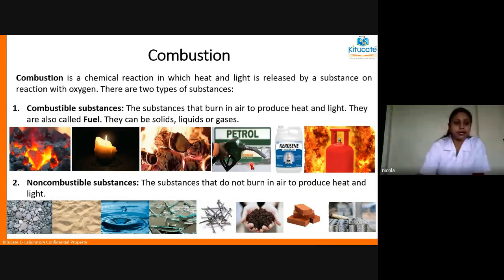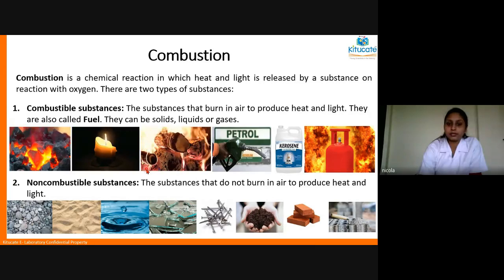Simple. Look at the pictures of combustible substances. We can say coal is a combustible substance because it can burn, it gives us heat and a little amount of light. What about the candle? When the candle reacts with oxygen, it gives us heat as well as light. Take a look at wood. When wood burns, it also reacts with oxygen and gives us heat as well as light.